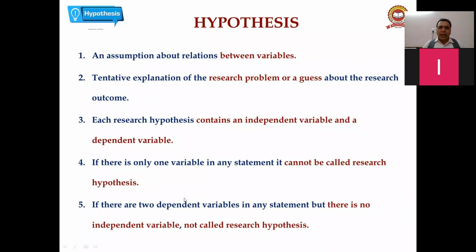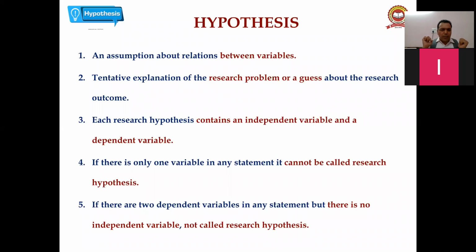So in short, now we conclude about the hypothesis. What is hypothesis? Hypothesis basically, it is an assumption. It talks about relationship between the variables, and most importantly, डिपेंडेंट वेरिएबल एंड इंडिपेंडेंट वेरिएबल. नेक्स्ट इज हाइपोथेसिस. क्या चीज है? इट इज ए टेंटेटिव सॉल्यूशंस टू द प्रॉब्लम है. ये एक गेस है अबाउट द रिसर्च आउटकम.